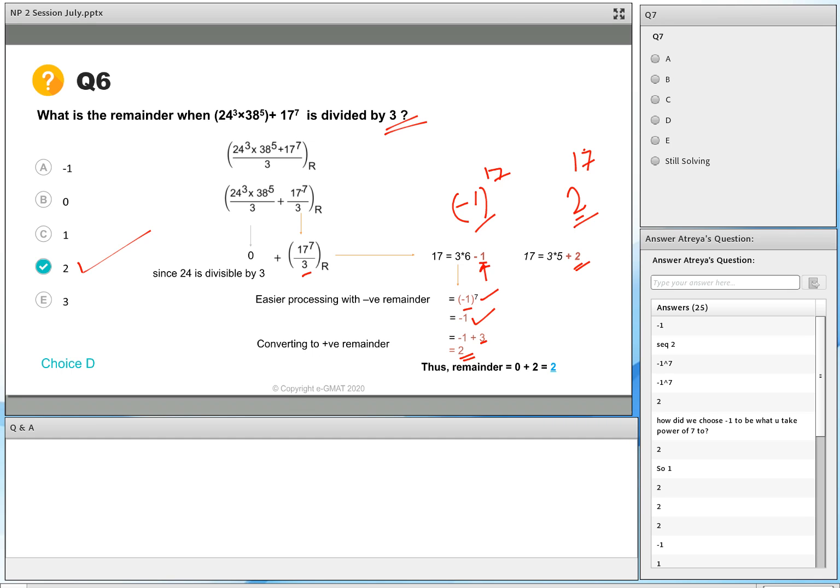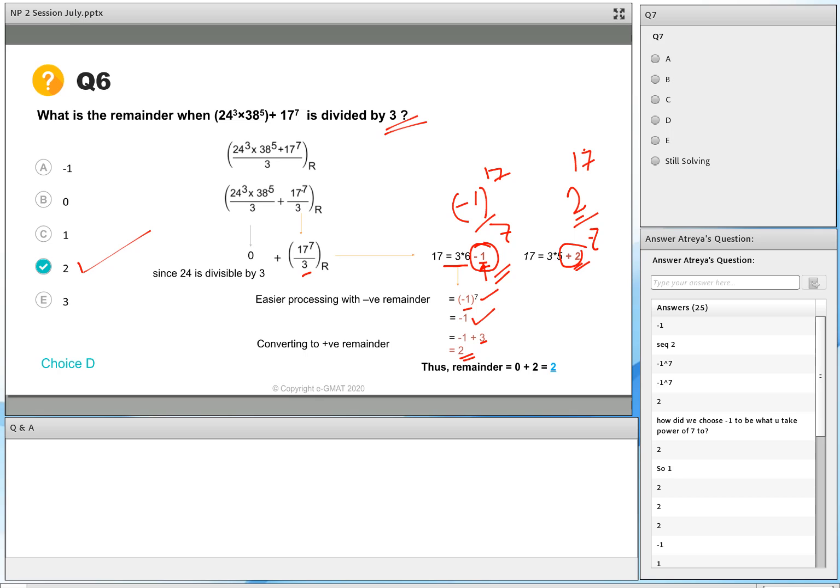What do I tell you? I have told you, right? I always need to calculate the remainder first and then bring in the exponent. So there can be two types of remainders. One is a positive remainder, that's 2. One is a negative remainder, that's minus 1. Now then I have to bring in the remainder. So minus 1 to the power 7 or 2 to the power 7. What would you choose? Definitely minus 1 to the power 7 because this takes a lot less time, right? And that is the reason why we chose minus 1 and then brought in the power of 7.